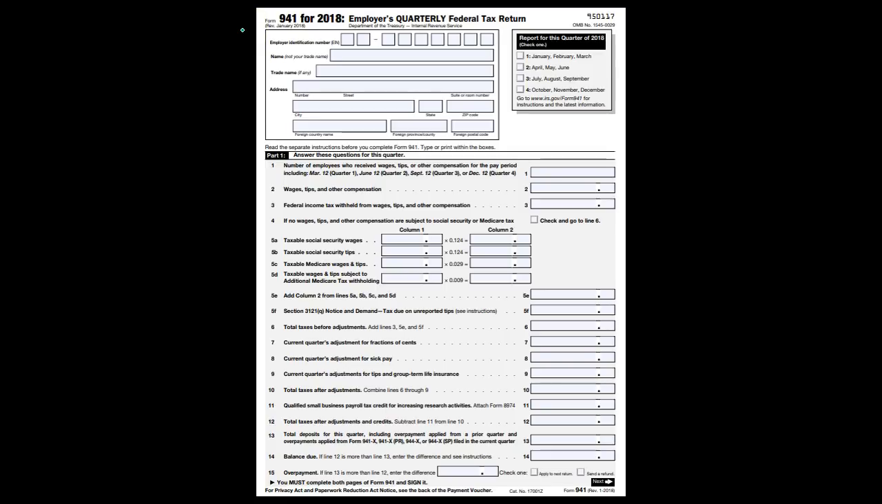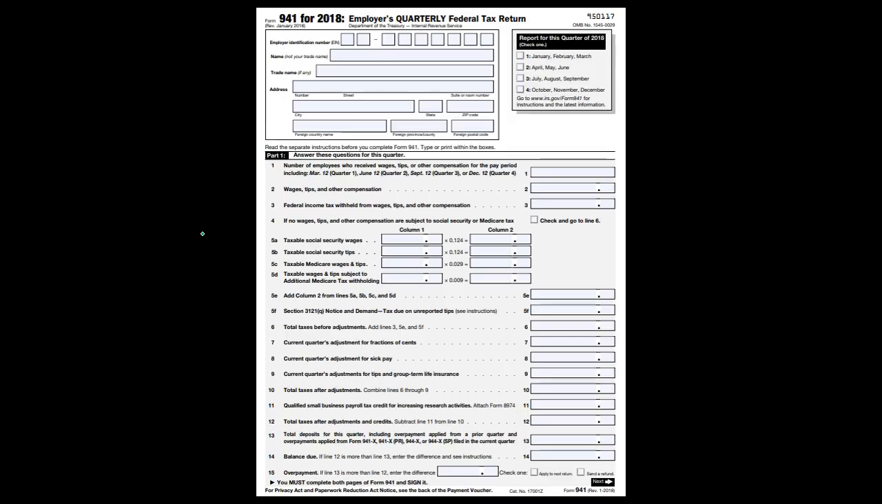The 941 is really the main form, and it's going to be calculating the FIT, federal income tax for the employees, the Social Security, both employer and employee, and Medicare, both employer and employee. Because these are larger amounts, or this is my guess as to why we need a quarterly form rather than a yearly form, because they're larger amounts and important, then we have to have an added level of reporting.